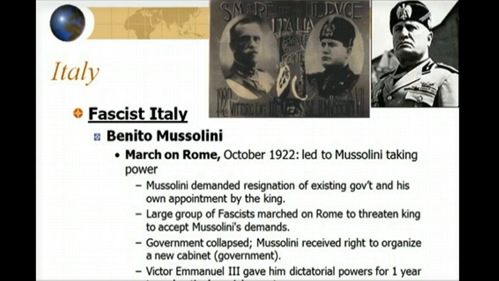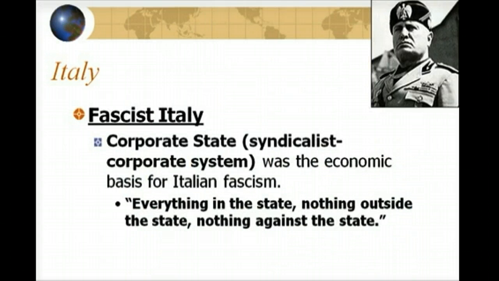So that leads us to the economy organization. We've talked about economy under Stalin. Now we're going to look at economy under Mussolini in Italy. So Mussolini's economic organization will be the corporate state, or the syndicalist corporate system, and become his basis for Italian fascism. The quote: "everything in the state, nothing outside the state, nothing against the state." So everything is in service to the state. Class transcends unity in favor of the state. It does allow for some capitalism, but only in service to the state.